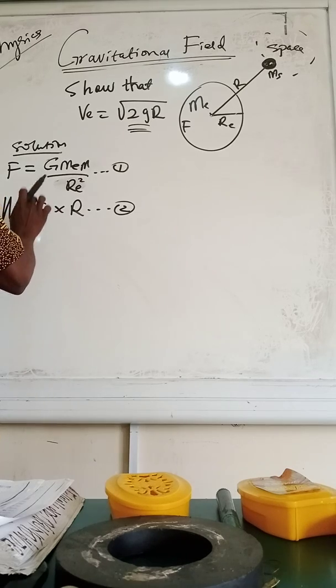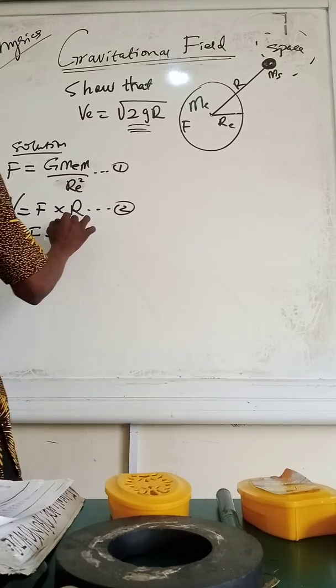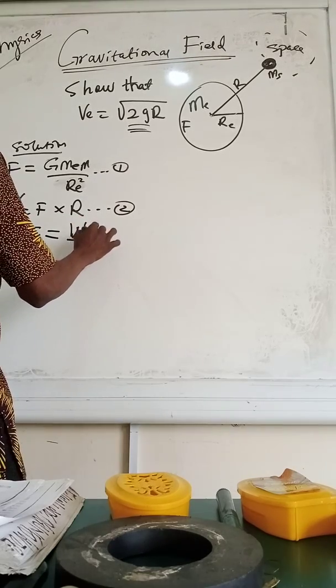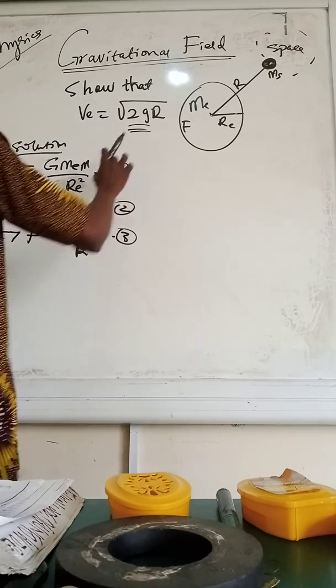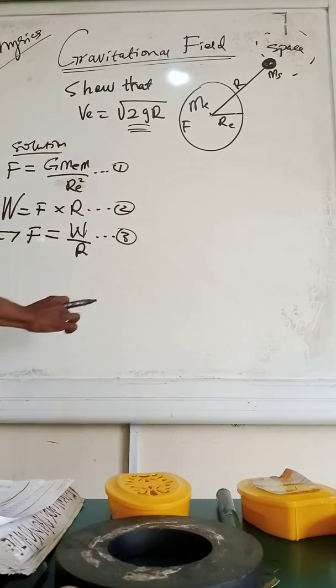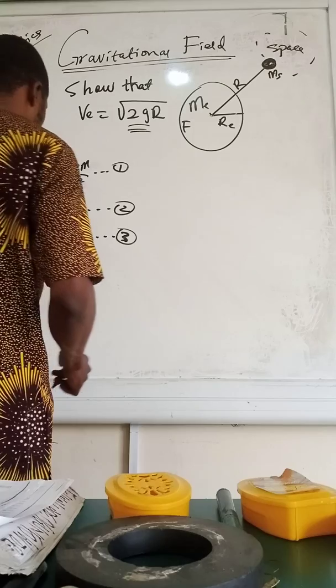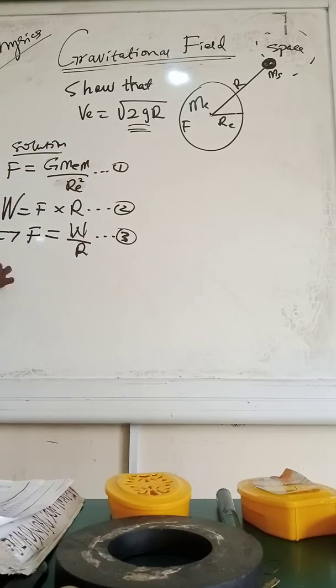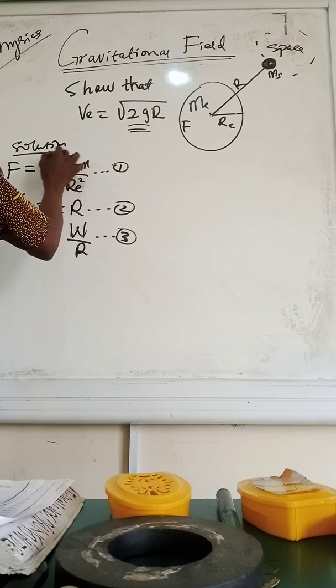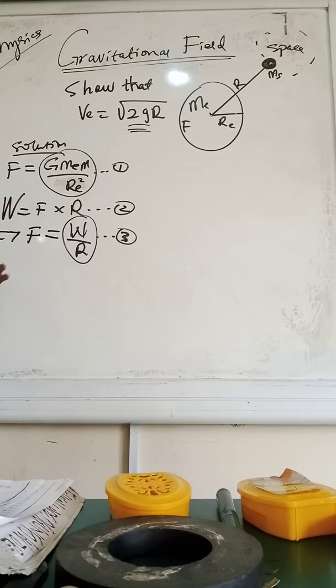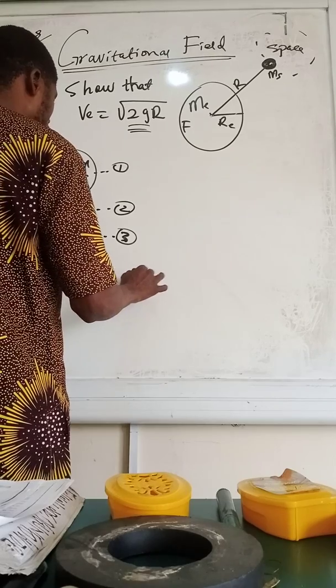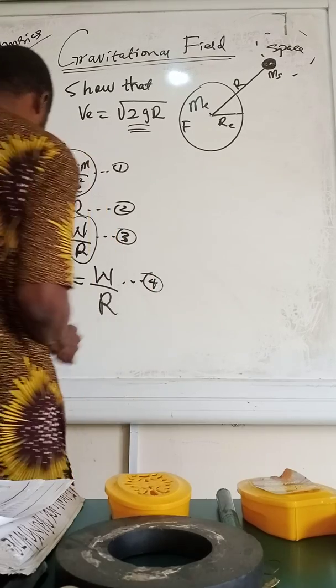Now we are going to make F the subject of the formula in equation number 2. So this implies that your F is equal to W all over R. Call it equation number 3. Equation number 3 and equation number 1 have met the condition of equating them with each other. They have the same SI units and they are used in the same condition. So this implies that we equate this factor with this factor. So G ME M all over RE squared is equal to W over R. Call this equation number 4.